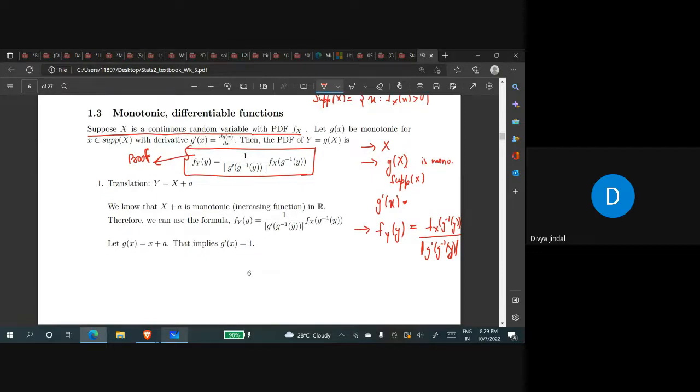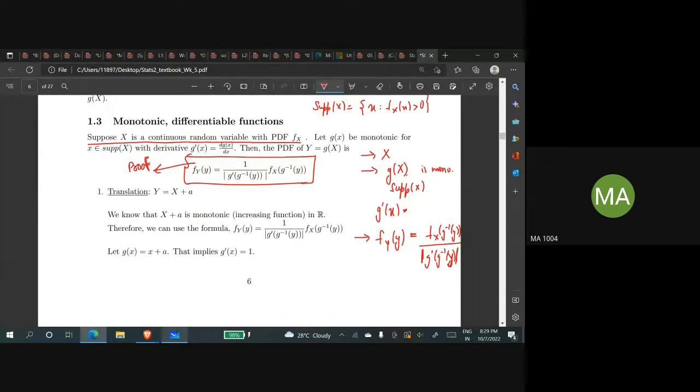What is g inverse of y? We have the random variable x and a function of the random variable, g of x, and let's define this g of x to be y. So g inverse of y, you have studied the inverse function in Maths 1: x equals g inverse of y. Nothing special about it.